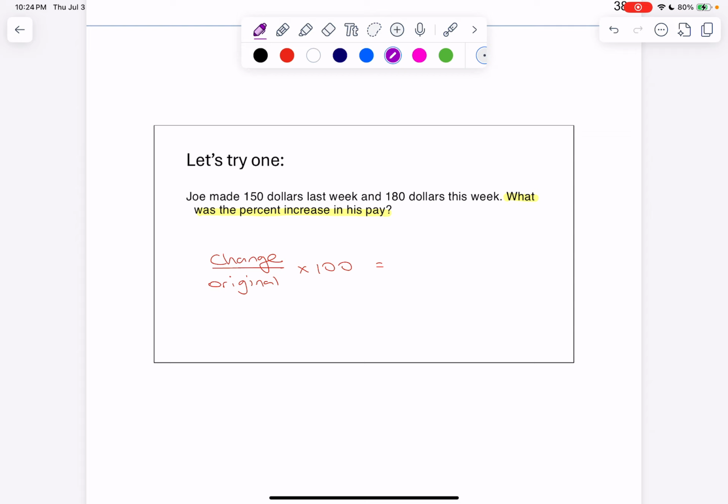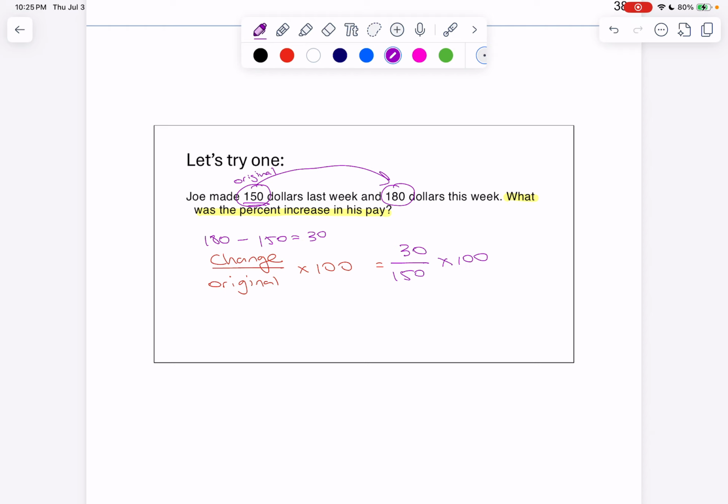So let's think about the change. Well, it was $180 at the end of the day, but we started out with $150. What's the difference when we subtract them? We found out that our change is 30. That's our change. We're going to divide that by the original amount. Think to yourself, was the original amount the 150 or the 180? Well, he made this last week, so it went from 150 to 180. So we're going to make this our original. So we're going to divide that by the original and multiply it by 100.